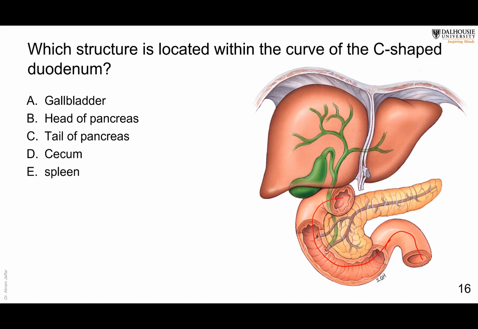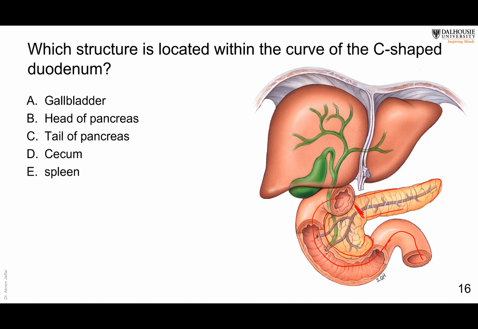And within the C shape is the pancreas, the part of the pancreas which is called the head of the pancreas. The remaining parts of the pancreas, we have the body and the tail of the pancreas. Here is part of the pancreas which is called the neck, and here is another part which is called the uncinate process. But actually, it is the head of the pancreas that is located within the curve of the C-shaped duodenum, the head of the pancreas.